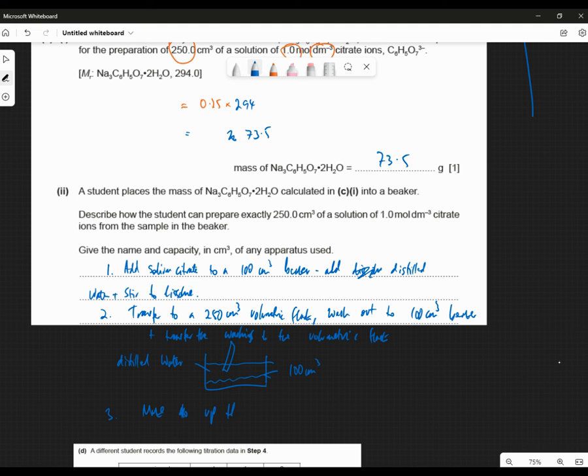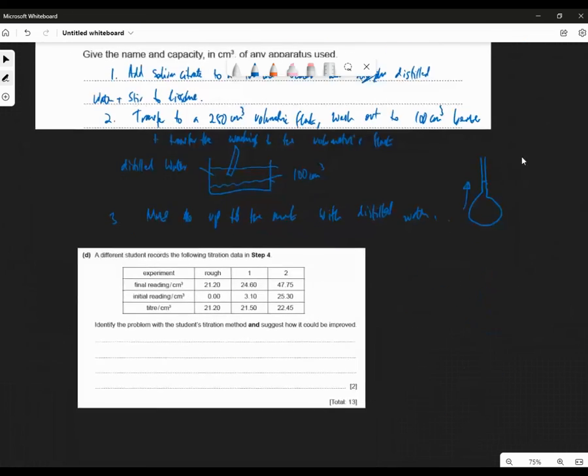Make up to the mark with distilled water. When we say make up to the mark, in the volumetric flask, that means the mark of the volumetric flask. So there's the volumetric flask, and there's a mark there, and we say make up to the mark. That's how you always make up a standard solution. You've got to mention distilled water. If you don't mention distilled water, you'll definitely lose a mark.